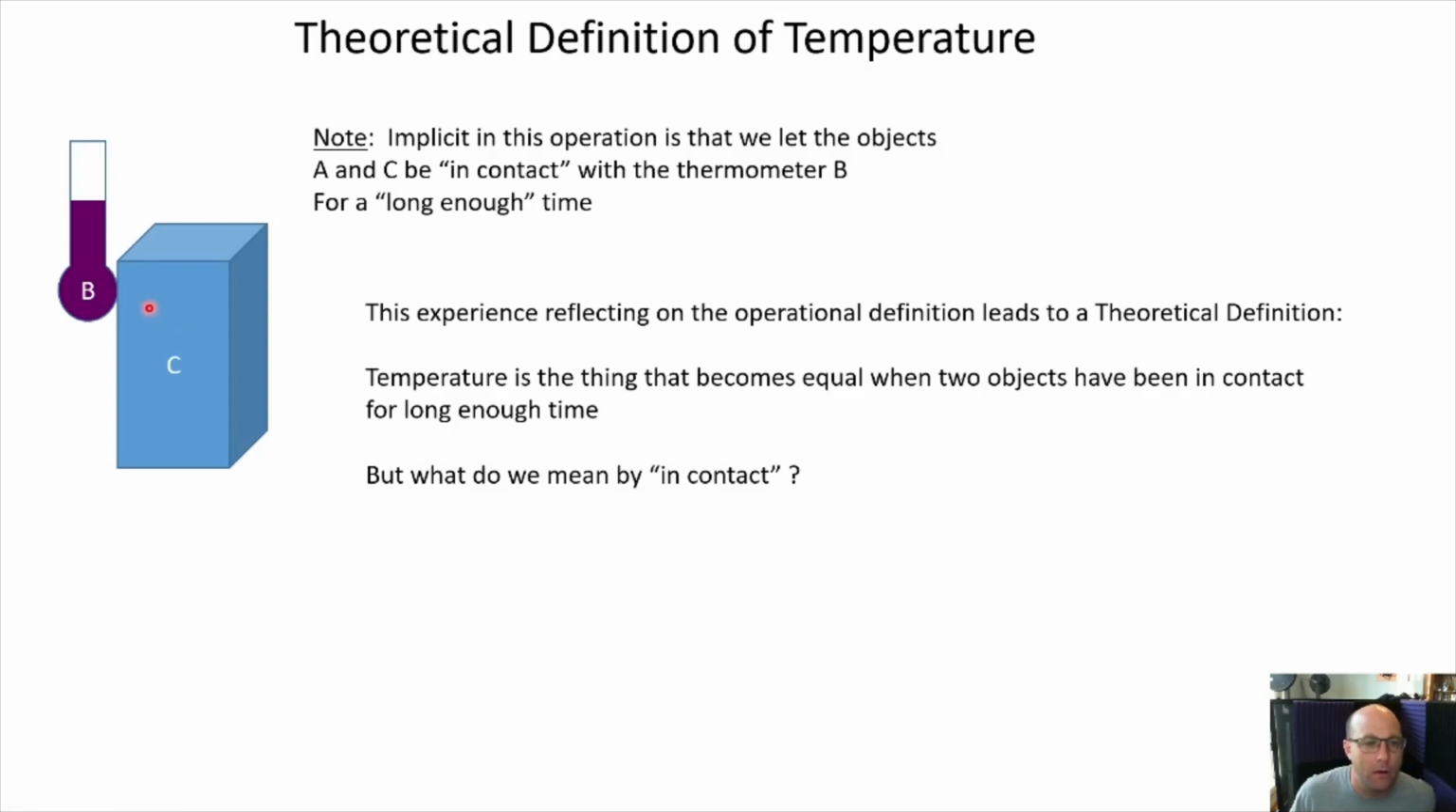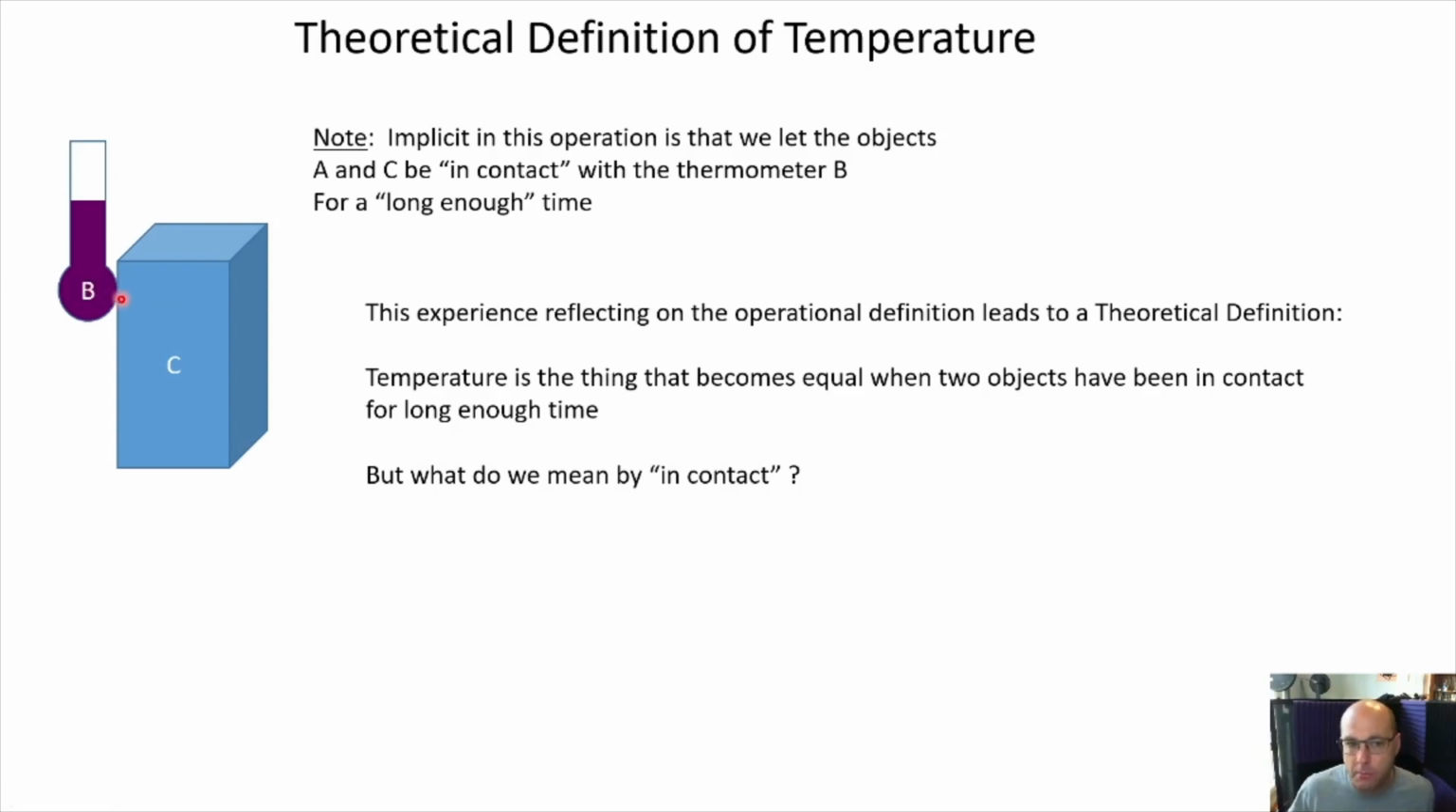And so a way to turn that into a definition is to say, okay, if you took any two objects and let them be in contact for long enough, you would expect their temperatures to be equal. And so then the definition of temperature becomes the thing that becomes equal when two things are in contact for long enough. So do you see the logical flow there?